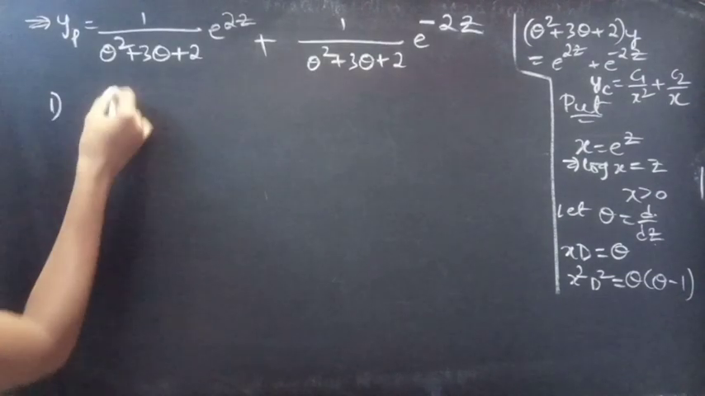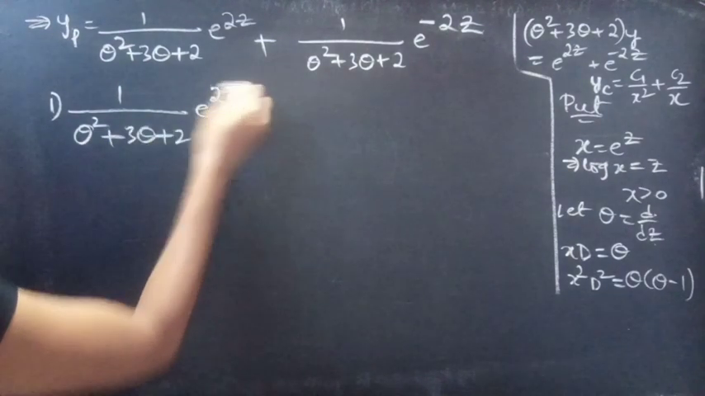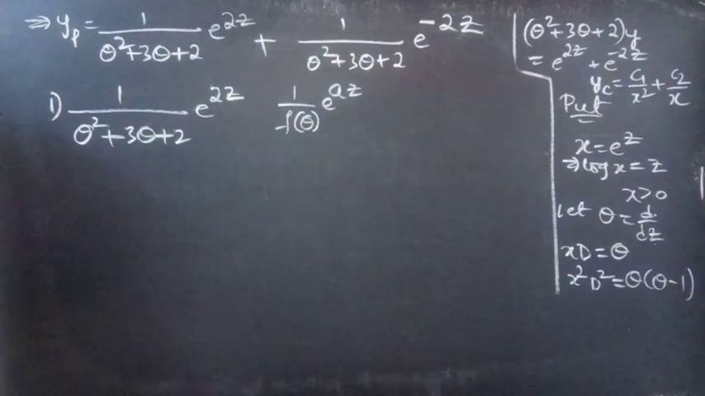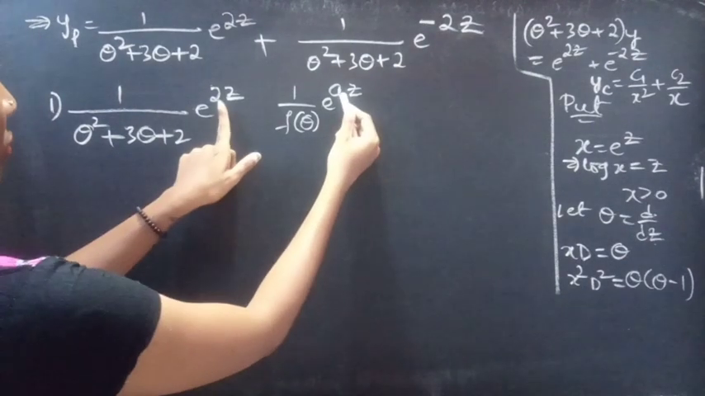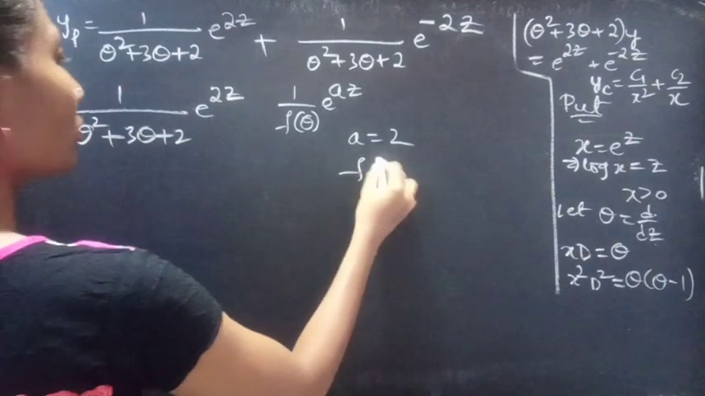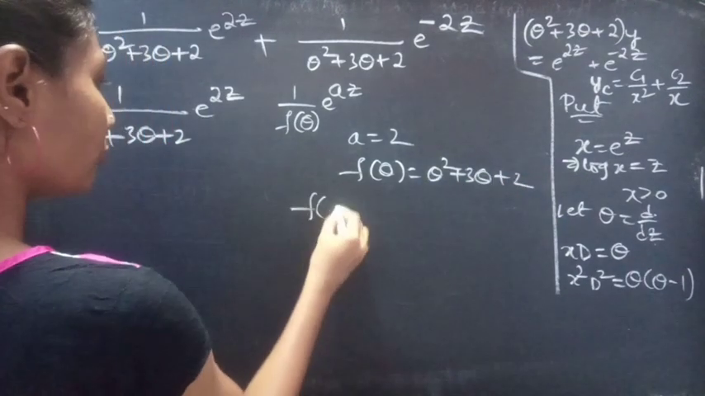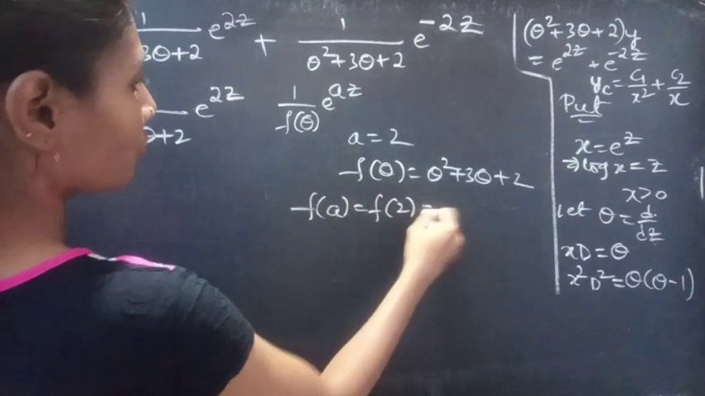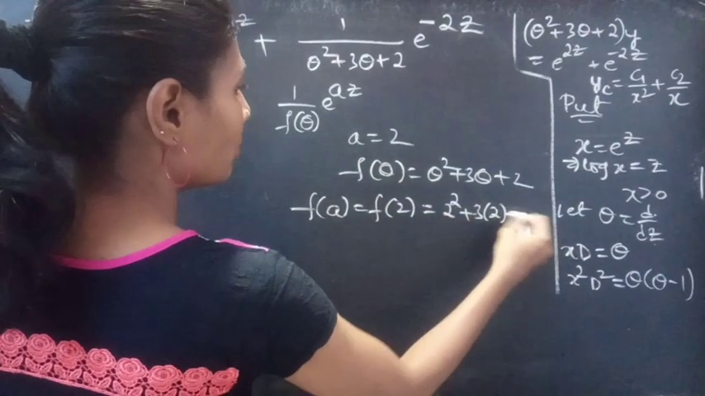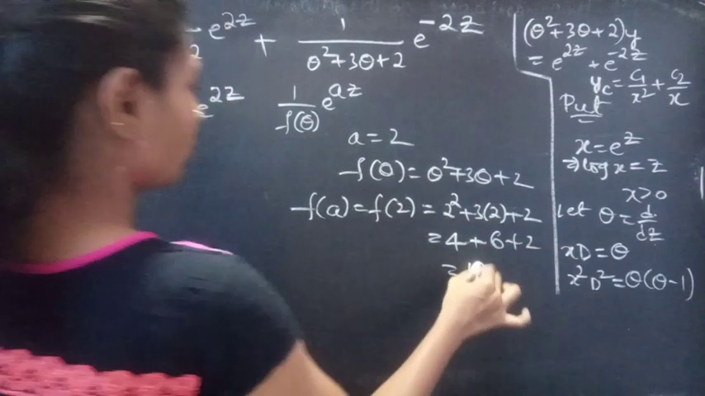Coming to the first term of yp, 1 by f of theta into e power 2z. This is of the form 1 by f of theta into e power az, as I said earlier. Now compare e power 2z with e power az. Then a equals 2, and we have f of theta equals theta square plus 3 theta plus 2, right? Let's find f of a. For a equals 2, we'll find f of 2. Simply replace theta by 2. Then we'll get 2 square plus 3 into 2 plus 2, which is equal to 4 plus 3 2s are 6 plus 2, which is 10, right?